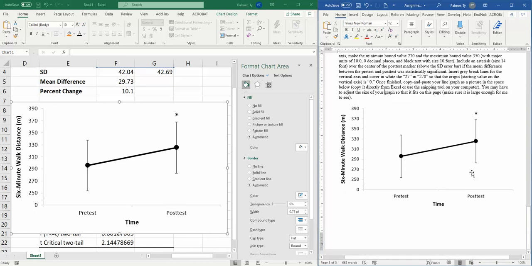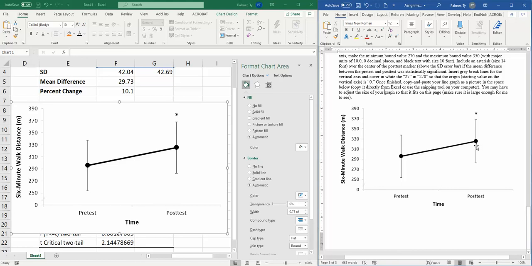So if we take a look at our graph here, even though we saw a statistically significant increase from the pre-test to post-test, it was small. So yes, we did observe a significant increase in the 6-minute walk distance from the pre-test to the post-test. However, it was a small increase, as indicated by the percent change.